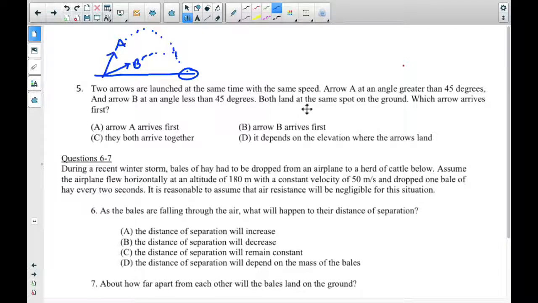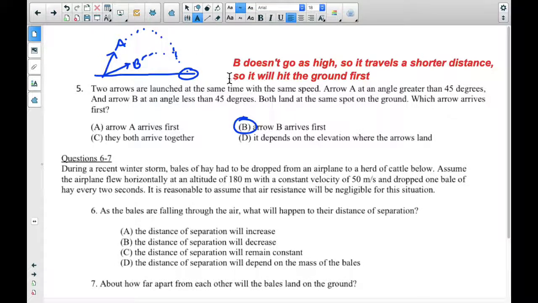Which arrow arrives there first? Okay, look at their trajectory. B is going to land there. A is also going to land there. But which one has the greater total distance to actually fly? Okay, the reasoning is B doesn't go as high, so it travels a shorter distance, so it's going to hit the ground first.